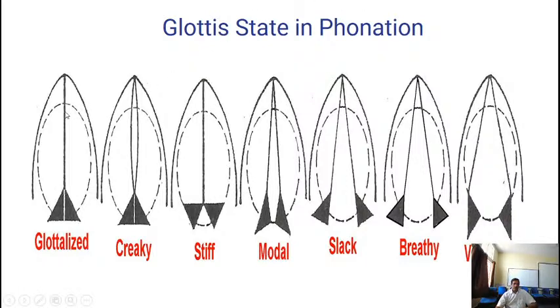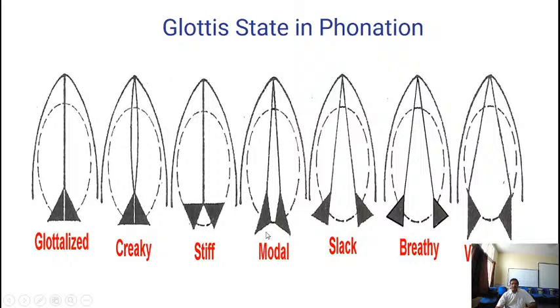When the vocal cords are together, the air passage is totally blocked. If the vocal cords are separated a little, elliptical like this, it produces a creaky voice. And this is the one where you have both these blocked, so it's stiff, and no voice is produced.